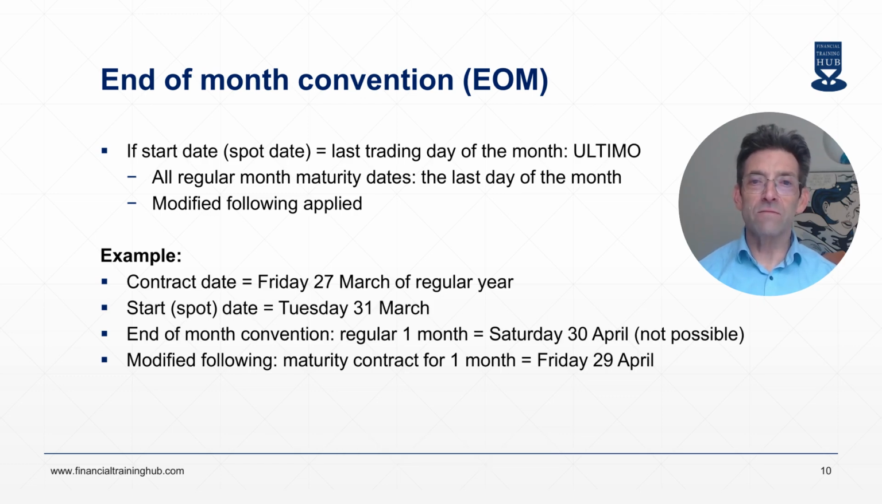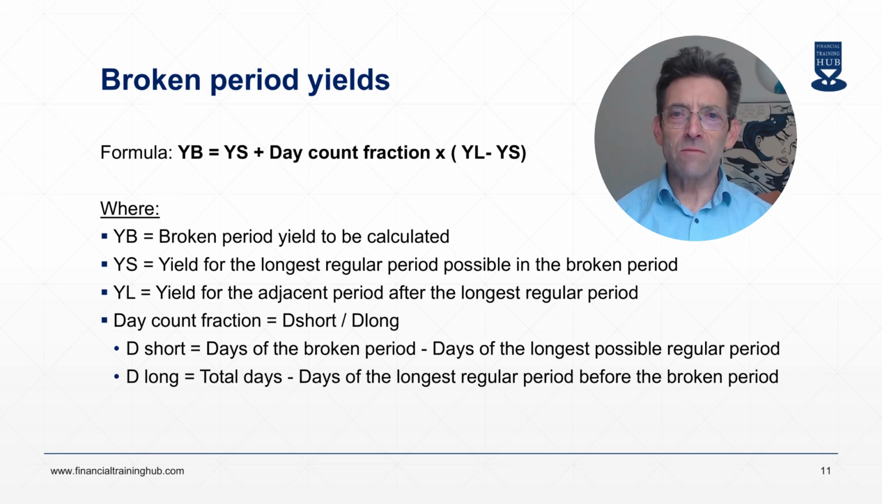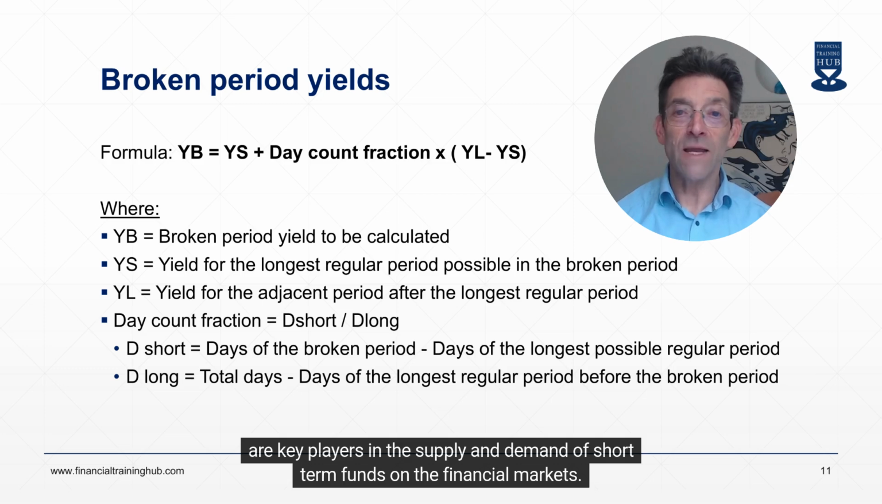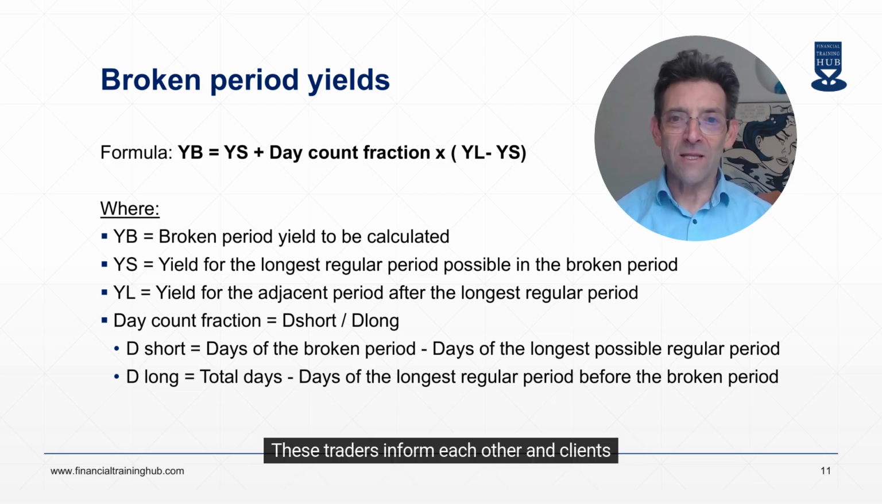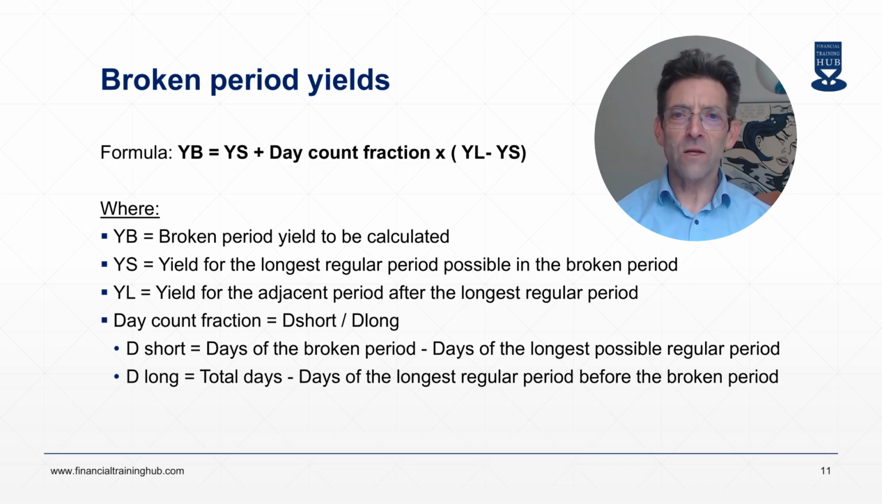Money market traders are key players in the supply and demand of short-term funds on the financial markets. These traders inform each other and clients by quoting bid and offer yield for regular periods. Besides yields for regular periods, transactions can also be done for a non-regular period, also defined as a broken period. The yields for regular periods are used to calculate yields of broken periods.